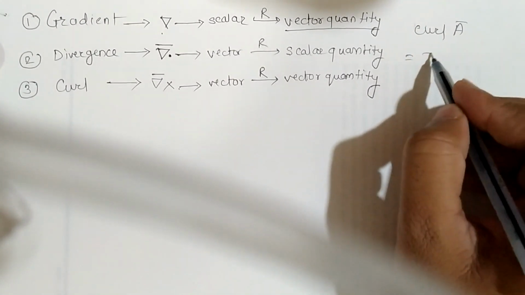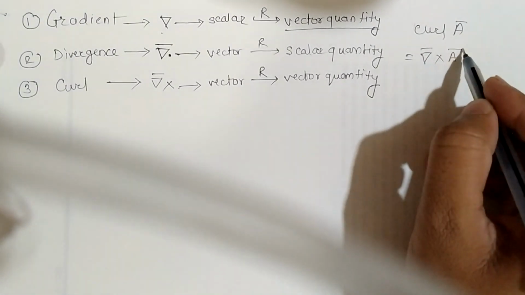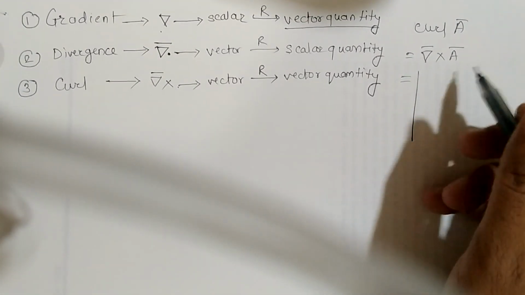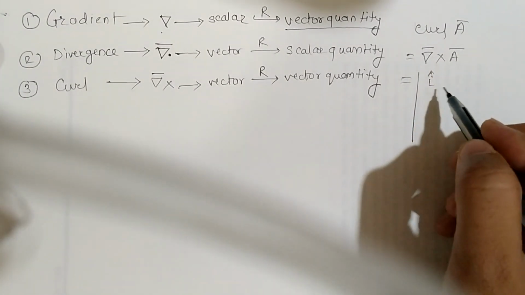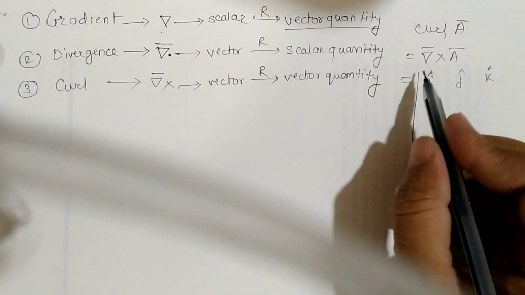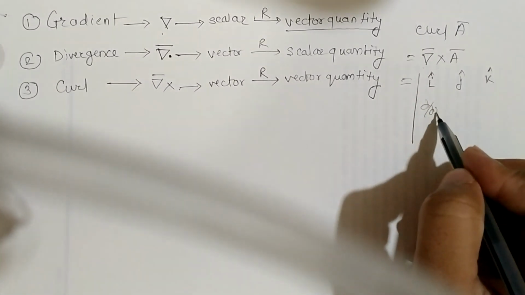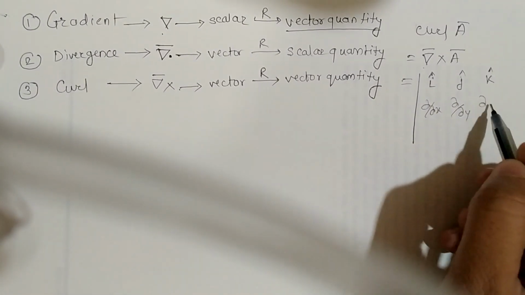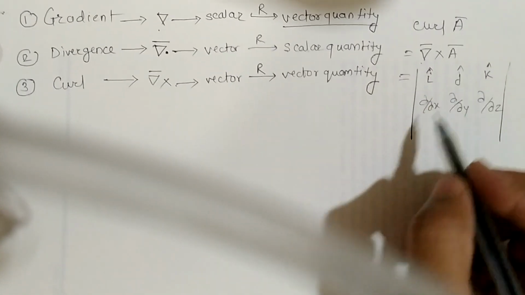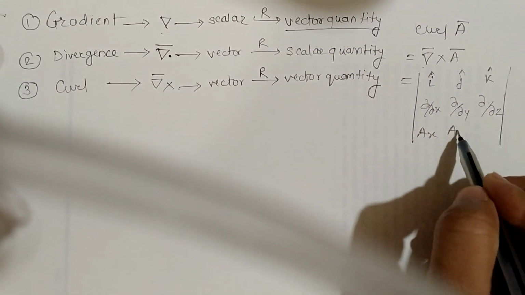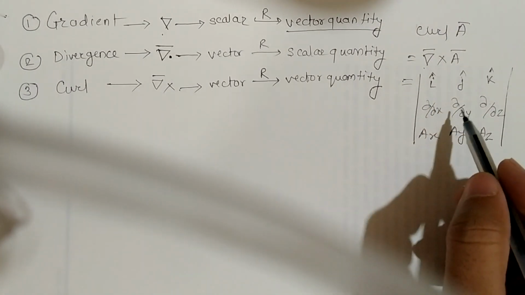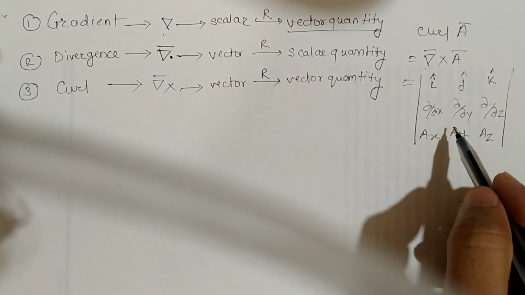Now we had seen, if we want to find the curl of A bar, which is denoted by del bar cross A bar, it equals a determinant. The first row will be the unit vectors i cap, j cap, k cap. The second row will be del by del x, del by del y, del by del z. And the third row will be the second vector, in our case Ax, Ay and Az. Now you can solve this determinant using Cramer's rule.